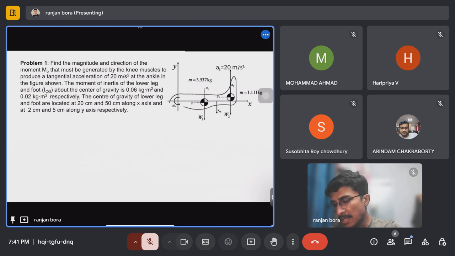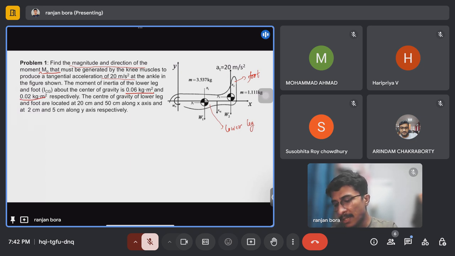In this problem, it is asking the magnitude and direction of moment M naught that must be generated by the knee muscles to produce a tangential acceleration of 20 meter per second square at the ankle in the figure shown. Now the moment of inertia of the lower leg and foot about the center of gravity is given. This is the lower leg, and this is foot.